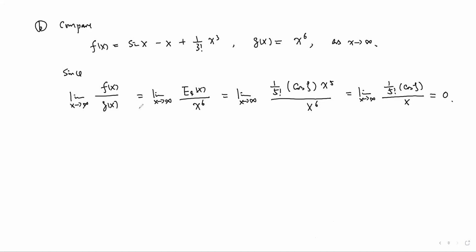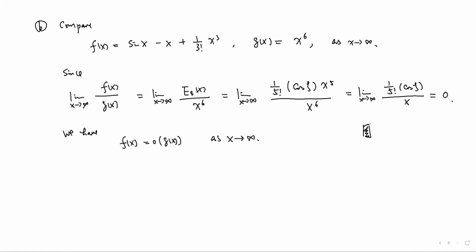That means that g goes to infinity faster than f. Oh, no. G goes to infinity faster than F. But anyway, according to the definition, F is little o of G. Okay, emphasize that as x approaches infinity.